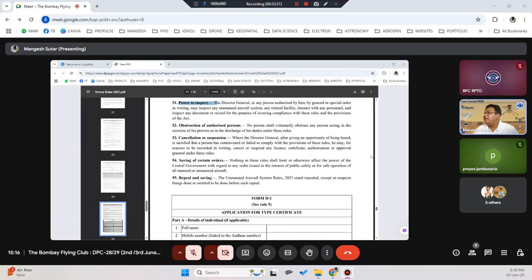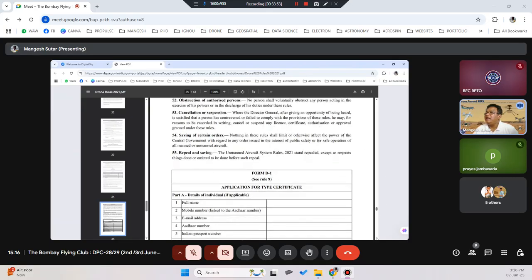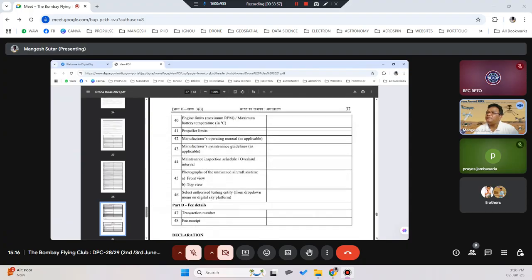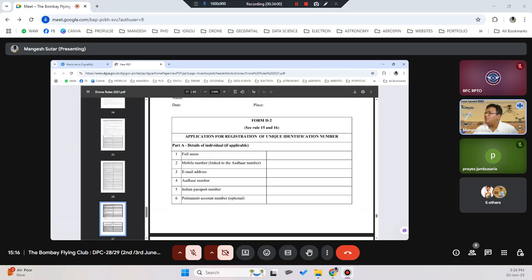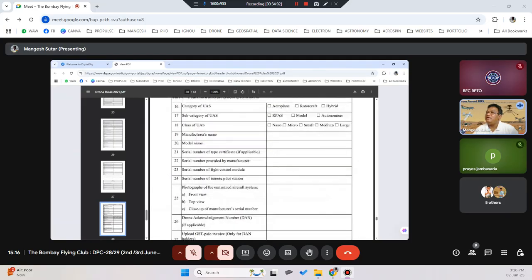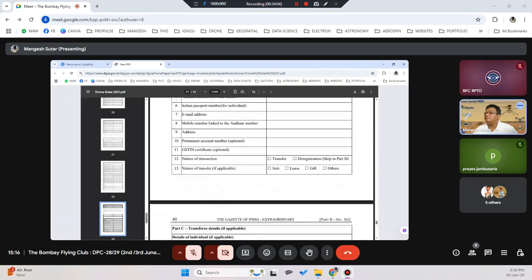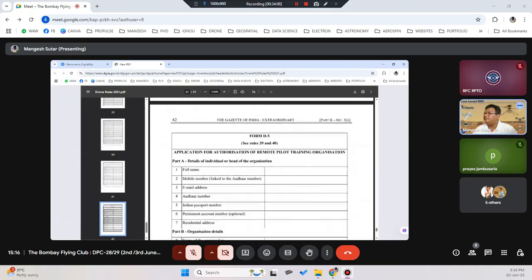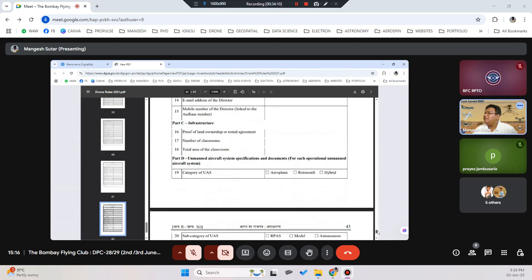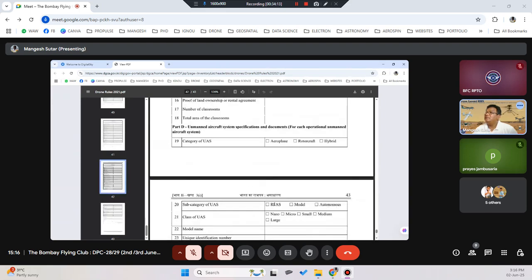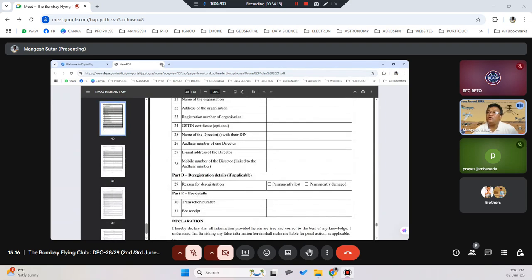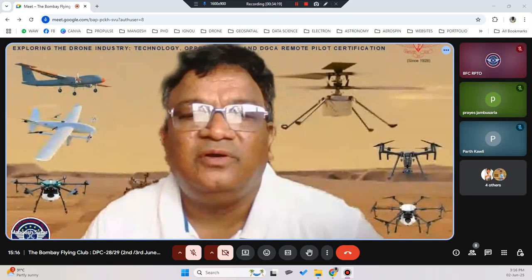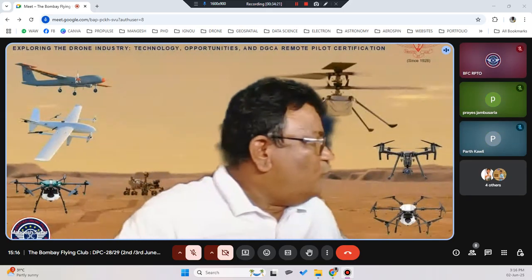Okay, then we have all the 5 forms in detail. So you have to fill all these forms with respect to your activity, D1, D2, D3, D4 and D5. Clear? So this is all about Drone Rules 2021. Any questions you have, or are we good to go with the new topic?